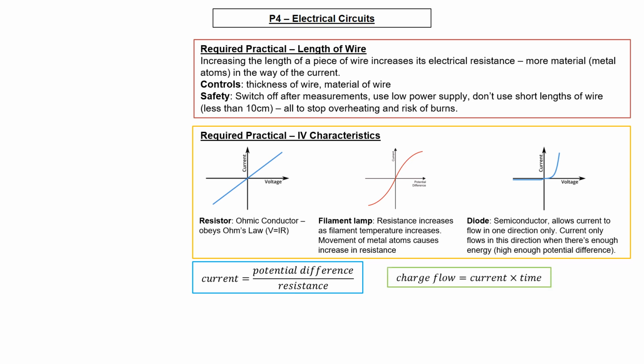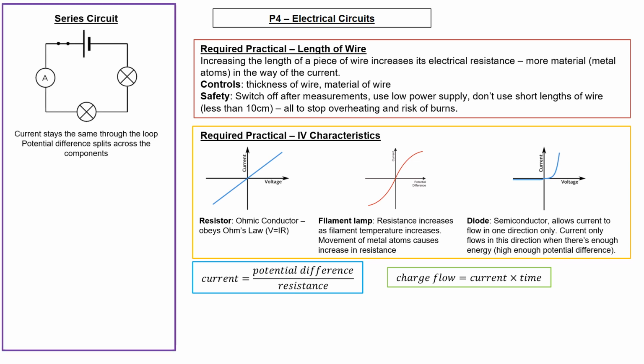So talking about charge, charge flow is equal to current multiplied by time. A series circuit, as you'll see here, is a single loop. You could have many components, you could have millions of components, or you could just have one component in a series circuit loop. Current stays the same throughout the loop. It can't go anywhere else. It is stuck in that loop.